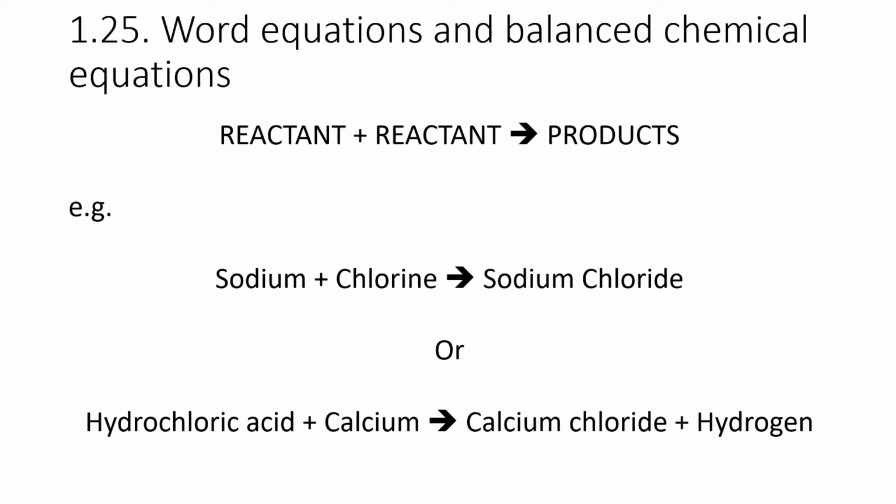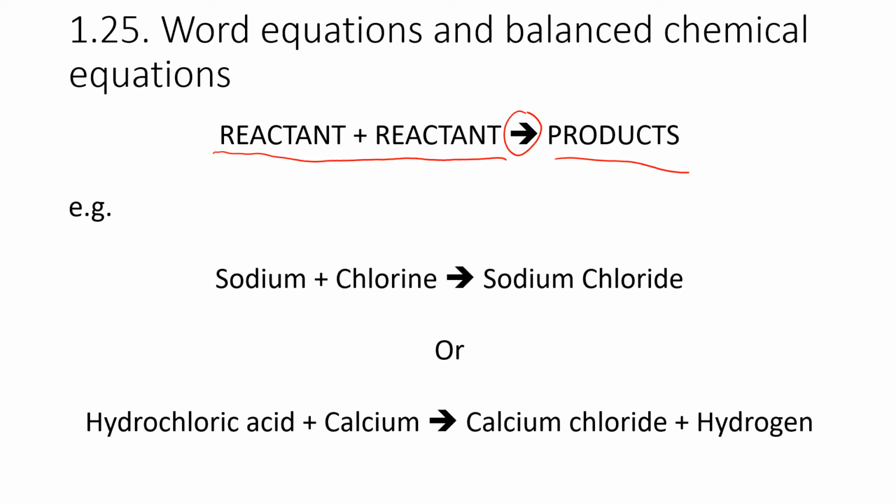Okay, for 1.25, we need to actually understand what word equations and balanced chemical equations are. So to start with, we'll break down what a simple equation would look like. On the left-hand side, you have your reactants. Now, there doesn't have to be two of these. It could be any number of them, but most commonly there'll be two. And then an arrow leading over to the products. And again, there could be one product or there could be many. Some examples of these are as below.